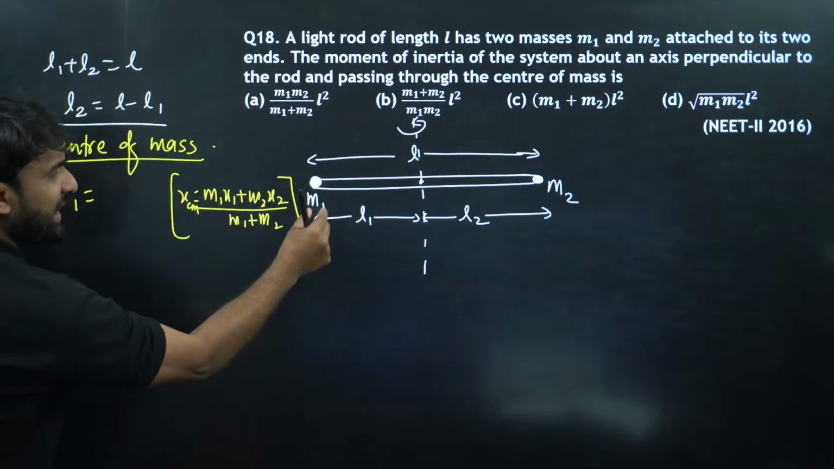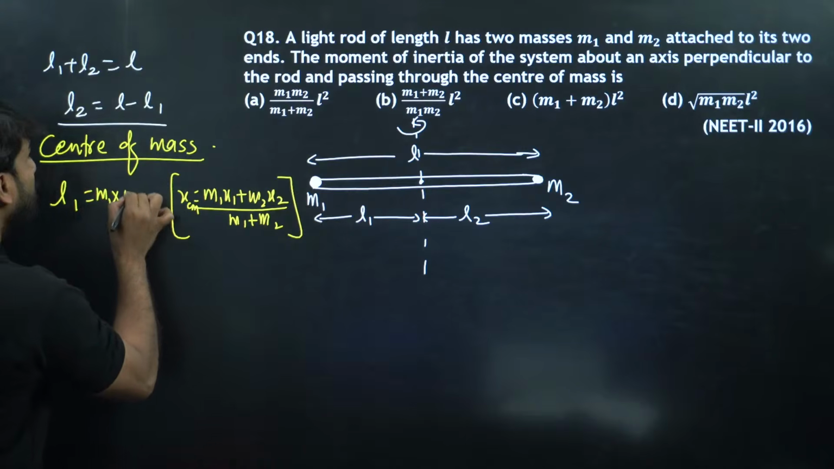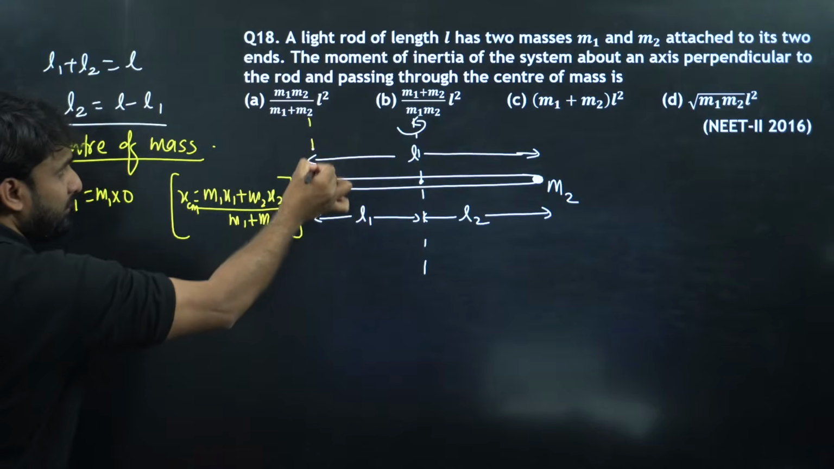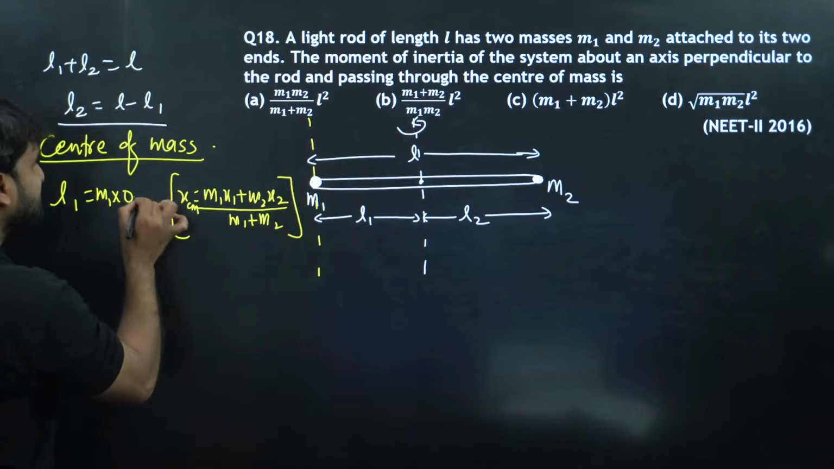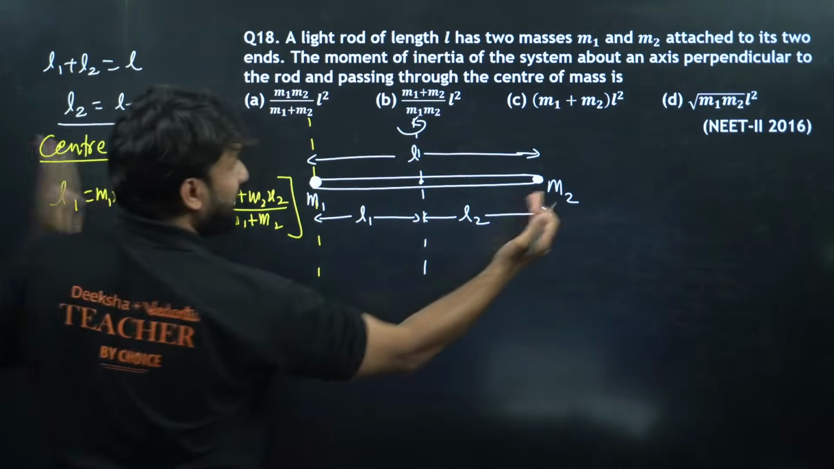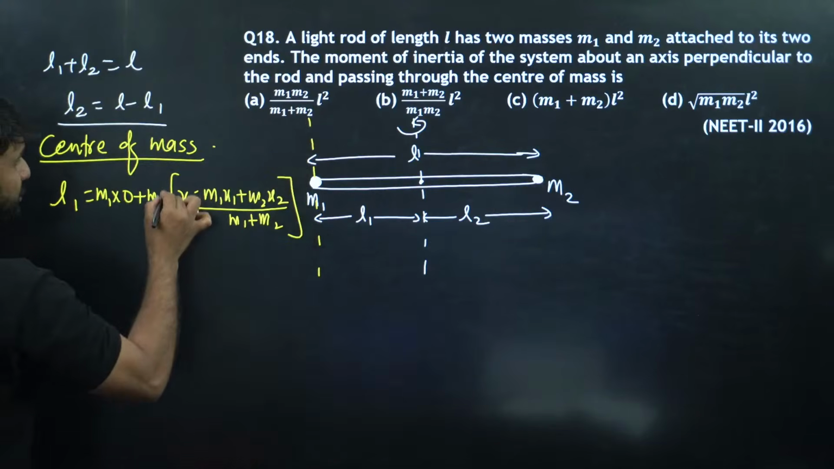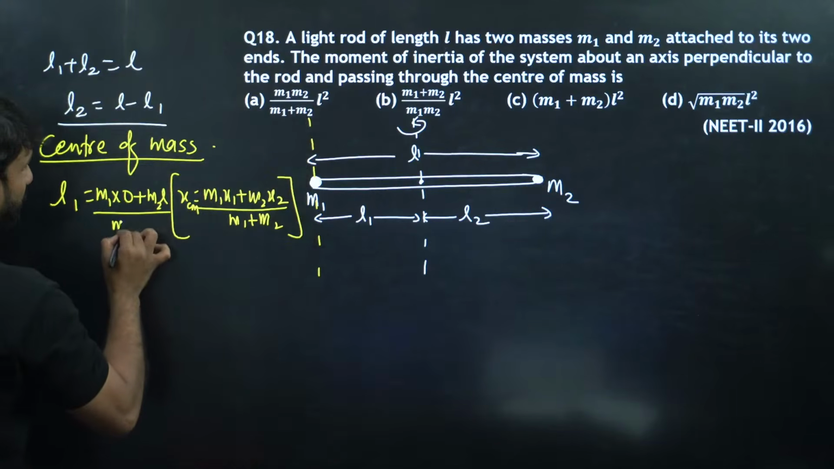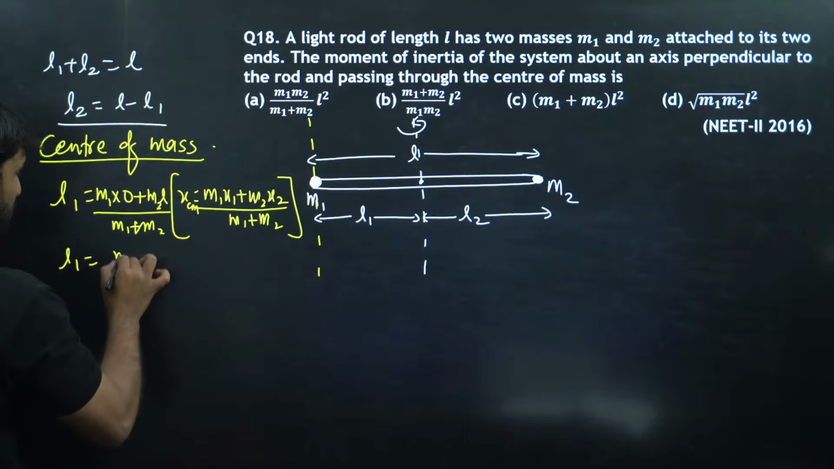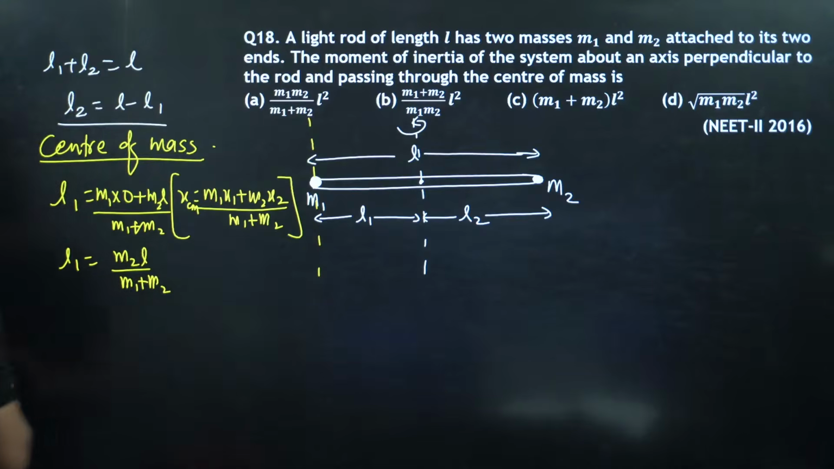So if we are considering M1 here, M1 into 0, because M1 is at the origin, we are considering this x-axis. Plus M2, and what will be the distance of M2 from this point? This will be complete L. So M2 into L divided by M1 plus M2. So L1 will be equal to M2L divided by M1 plus M2, and once you get L1 you can find out L2 here.